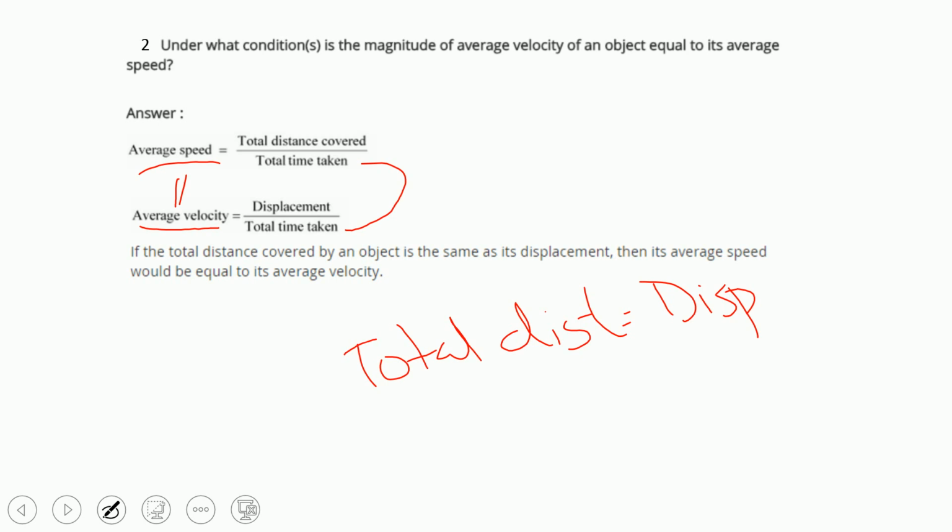If the total distance covered by an object is the same as its displacement, then the average speed is equal to the average velocity. So understand it? Then we will move to the other one.